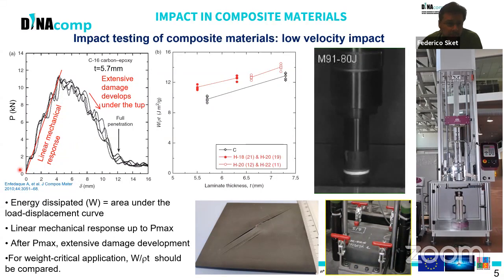The mechanical response in this case is fairly linear up to the maximum load, and the ripples that appear here are due to the reflection of a stress wave back and forth because of the laminate thickness. At maximum load, the tup displacement in this case was 4.2 millimeters, and the laminate underwent already extensive damage. After the maximum, the load carried by the composite decreased rapidly, while extensive damage developed under the tup.